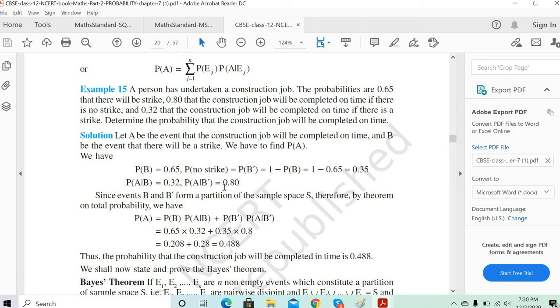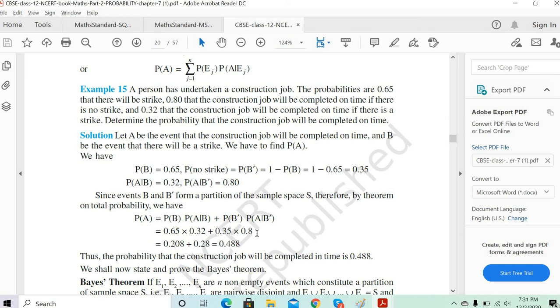So this is a little confusing. Let's try to understand. See, the probability of a guy passing the exam is 1 by 4. What is the probability the guy will not pass? 3 by 4. How did he get 3 by 4? 1 minus 1 by 4. Exactly the same thing. Instead of guy, I am putting strike. If the probability of strike is given as 65 by 100, what is the probability that there will not be a strike? So 1 minus that one, right?